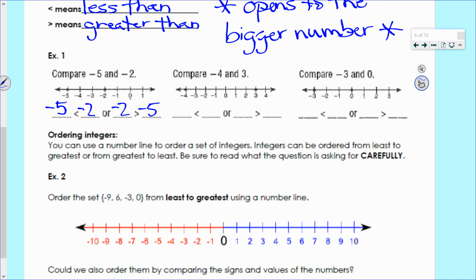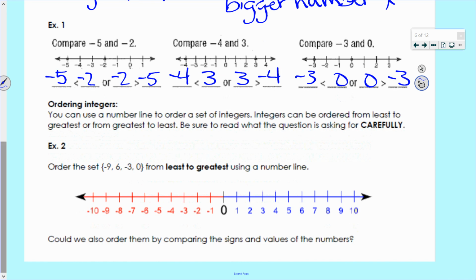What about -4 and 3? The first sign says less than, so which of those two is smaller? -4 is less than 3, or 3 is greater than -4. And then our last set, -3 is less than 0, or 0 is greater than -3. I know for a lot of you it's kind of hard to conceptualize 0 being bigger than something, but that's its whole purpose of our negative numbers. Smaller than 0. Now, let's look at this next piece, because this is really quite important.